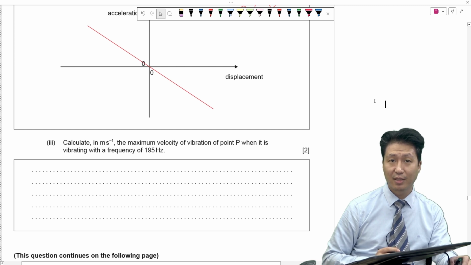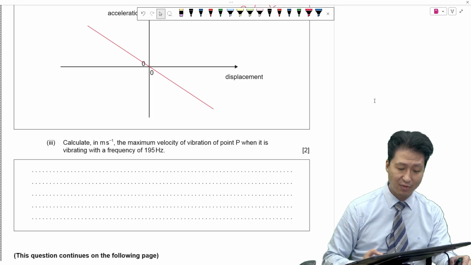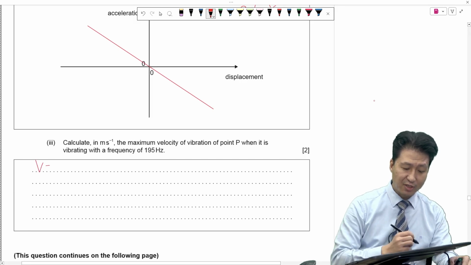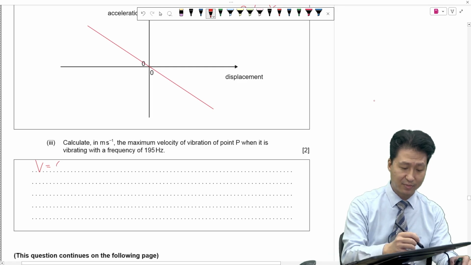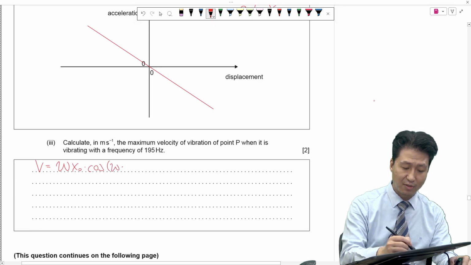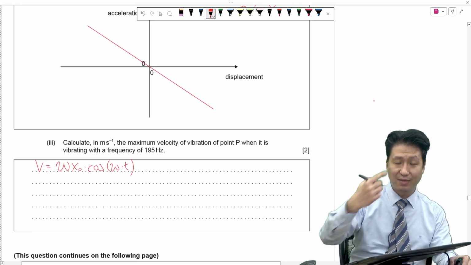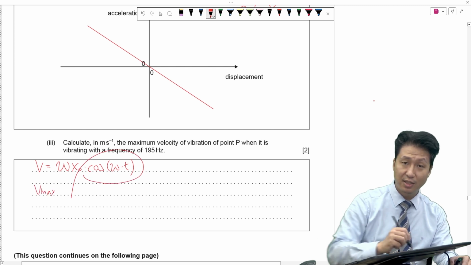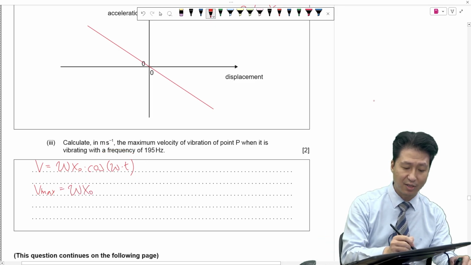Part 3, calculate in meters per second the maximum velocity of vibration of point P when it is vibrating with a frequency of 195 Hertz. So you have in the physics booklet that the velocity depends, of course, on the time and the angular velocity, which is angular velocity times the amplitude times the cosine of the angular velocity times time. So this will give you all the velocities at any point and any time, but you only want the maximum. Since the cosine has a maximum of 1, the maximum value would simply be the angular velocity times the amplitude.